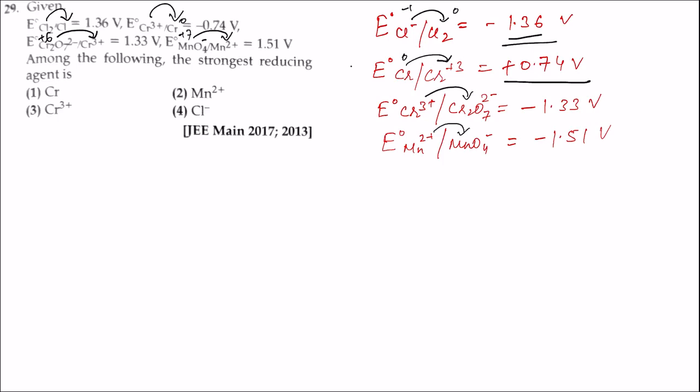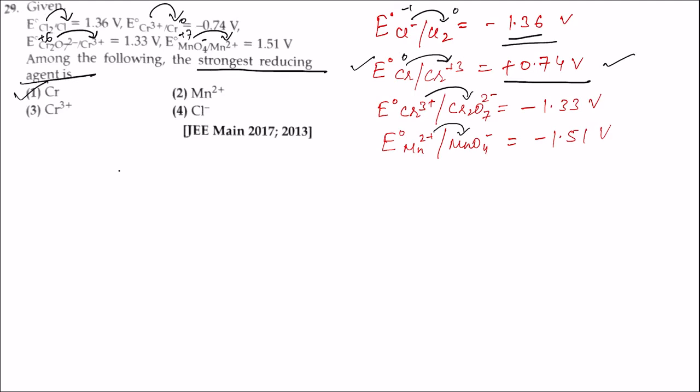So out of these, the maximum oxidation potential value is for chromium to chromium +3 state, that is +0.74. This is the maximum oxidation potential value. The one with the maximum oxidation potential value will have the maximum tendency to get oxidized, or it will act as the strongest reducing agent. So the strongest reducing agent is chromium. So option 1 is the correct option.